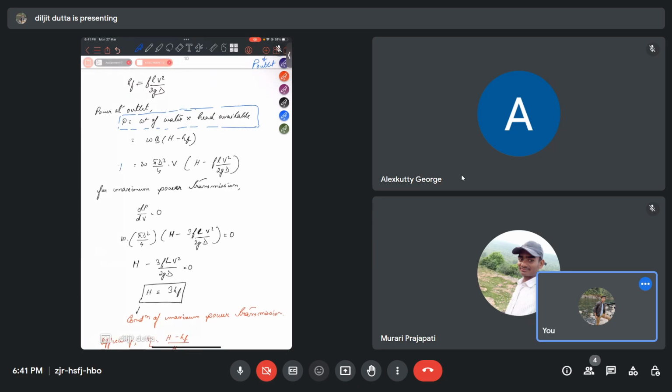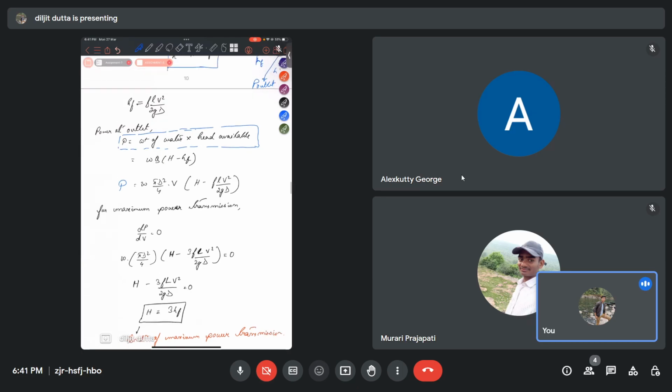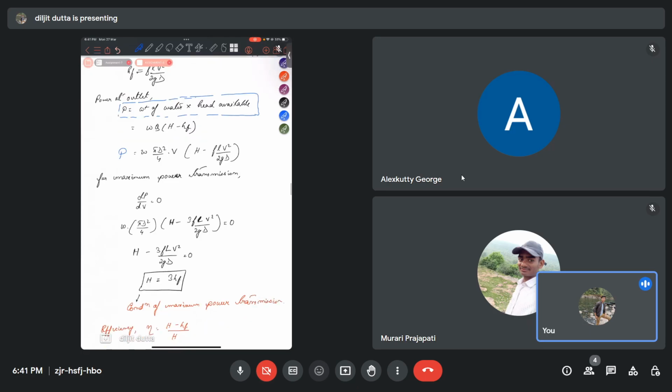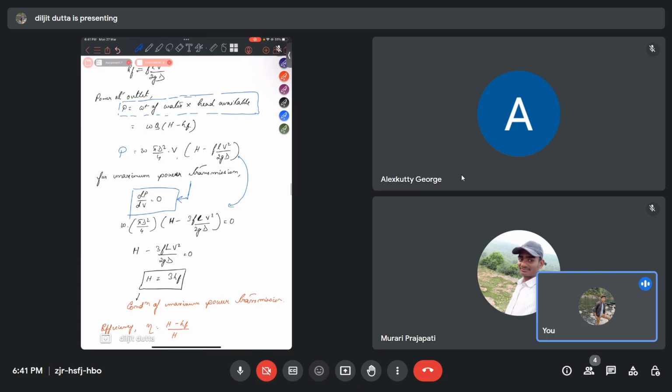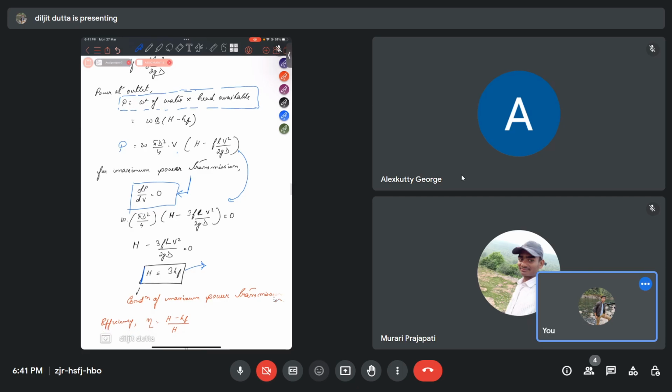Now if we want to transmit maximum power between the 2 points, then the rate of change of power with respect to velocity should be equal to 0 for maximum power transmission. So we have to differentiate this power formula, and if we differentiate, we will get that the total head that should be available should be 3 times the head losses due to friction. In that case only we can transmit maximum power.